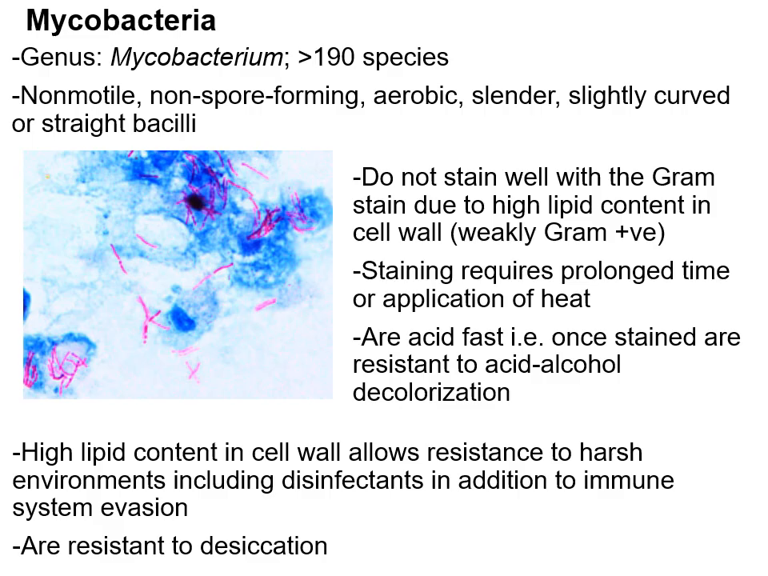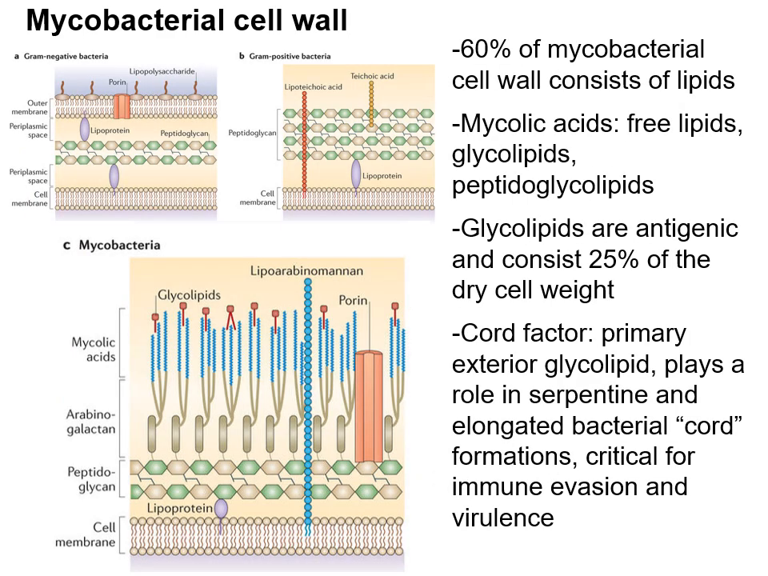And that's because they have a high lipid content in their cell wall. This high lipid content allows resistance to harsh environments, such as disinfectants, as well as desiccation. Moreover, it plays a factor in immune system evasion. 60% of the mycobacterial cell wall consists of lipids.